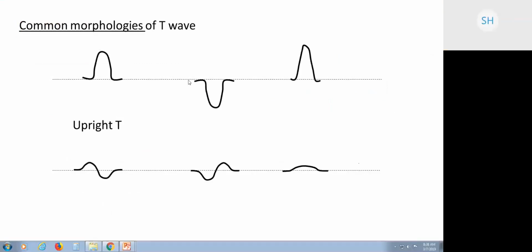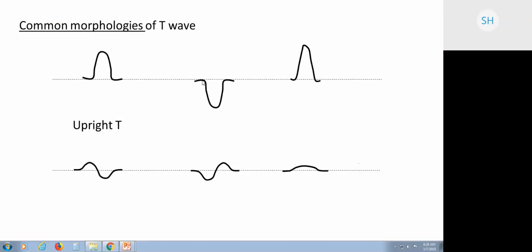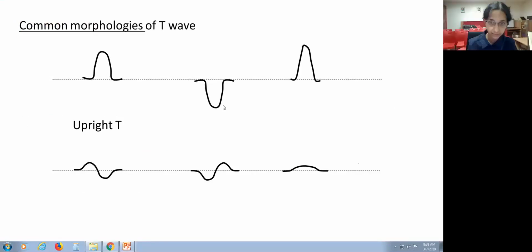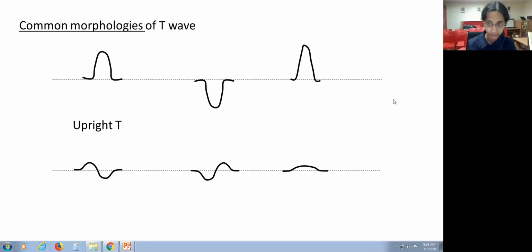Can anyone tell me what this T wave is? This is an upright T wave. How will you name this T wave? Anyone? You can enter your answers in the chat box. How will you define this T wave?